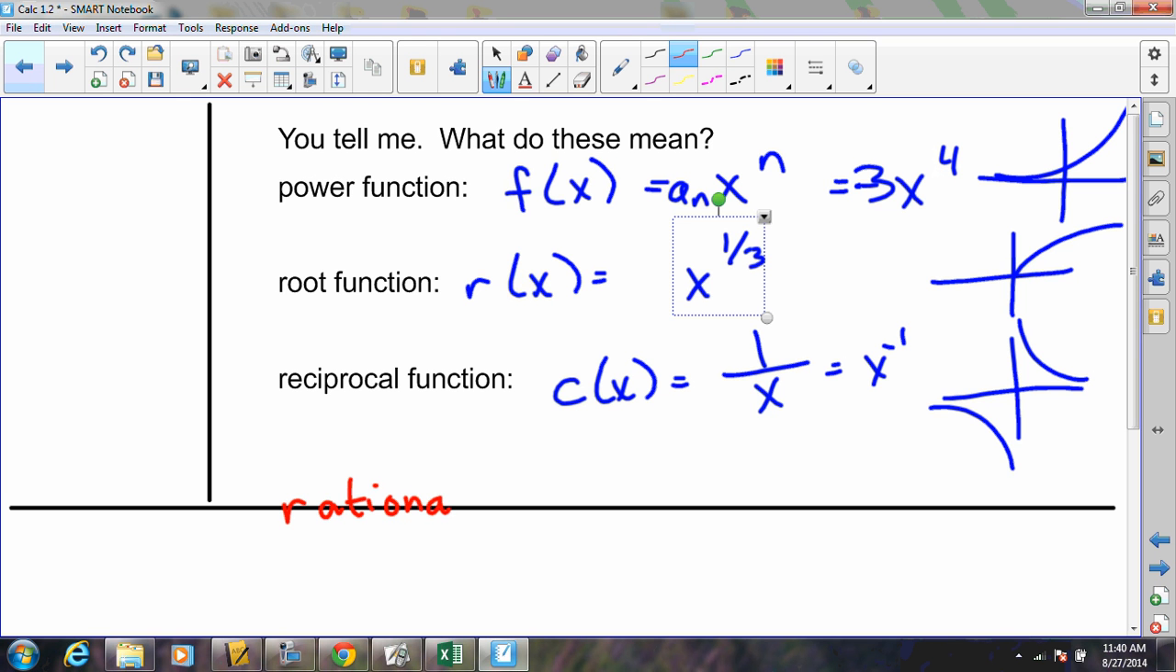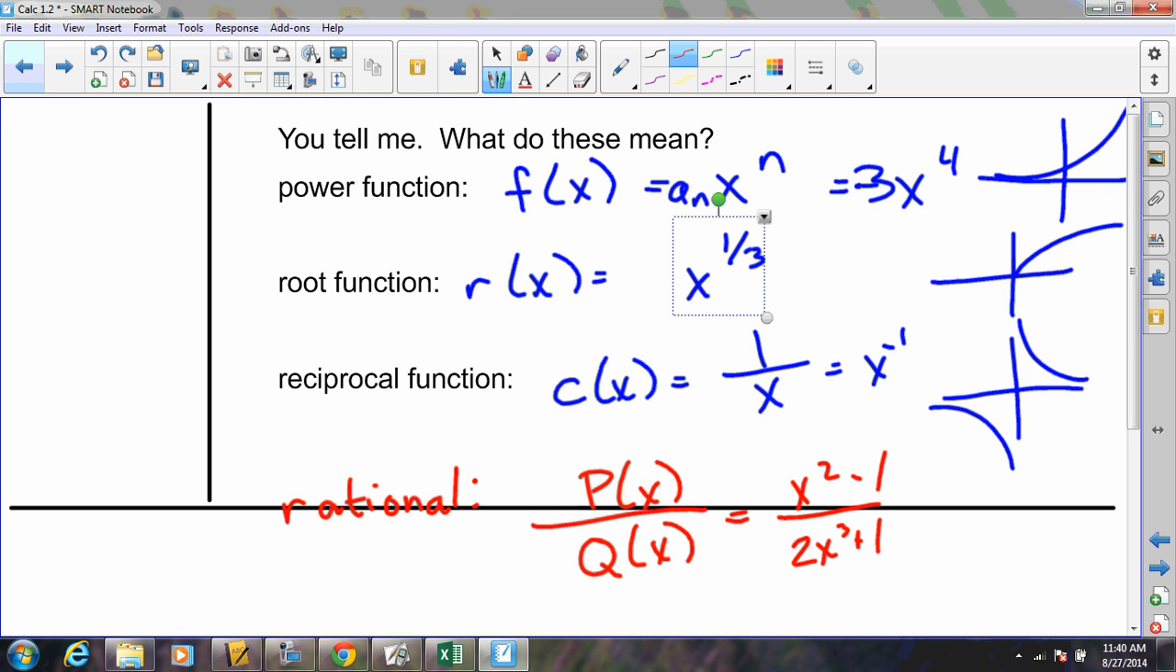I'm also realizing right now, I forgot to put on the video a rational function. Rational functions are a ratio of two functions, but both of these must be polynomials. For example, x squared minus 1 over 2x cubed plus 1. That's an example of a rational function. It is also an algebraic function.